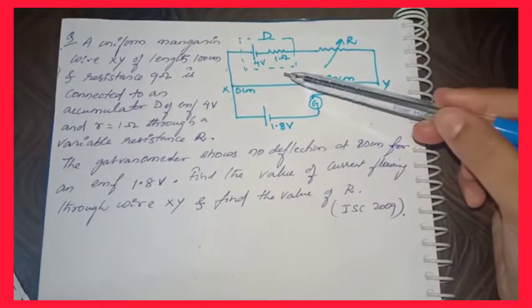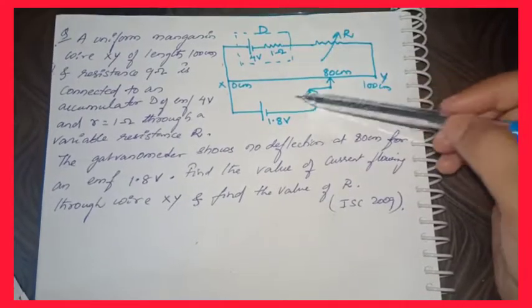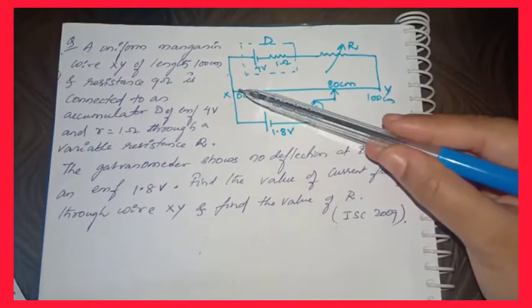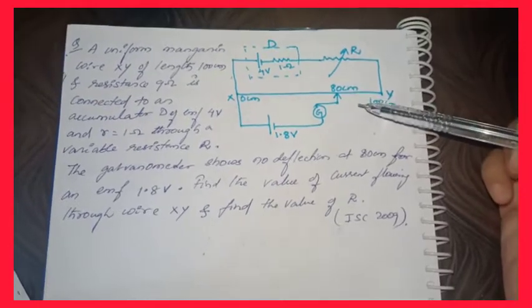So students, here you can see this is an arrangement of a potentiometer. So first our target is to find the value of current flowing through the wire XY. Then we can use the value of current and find out what is the value of R. So let us solve, students.